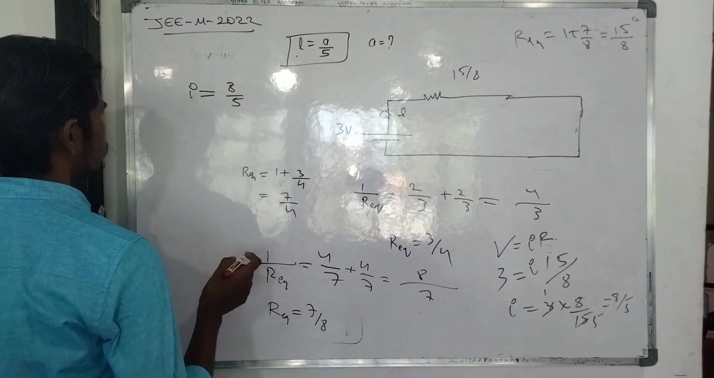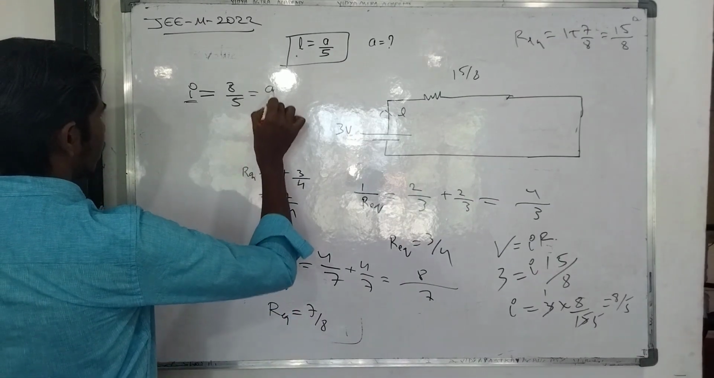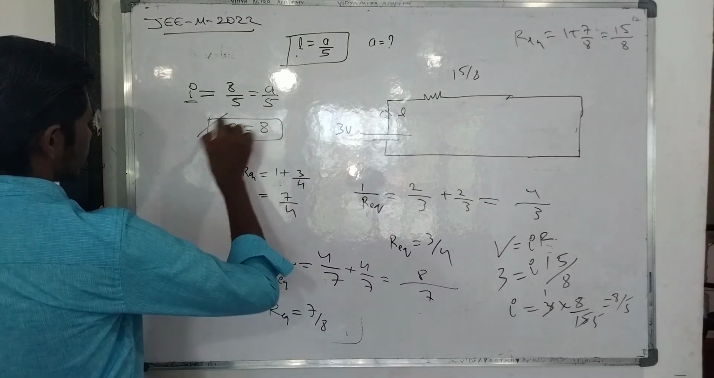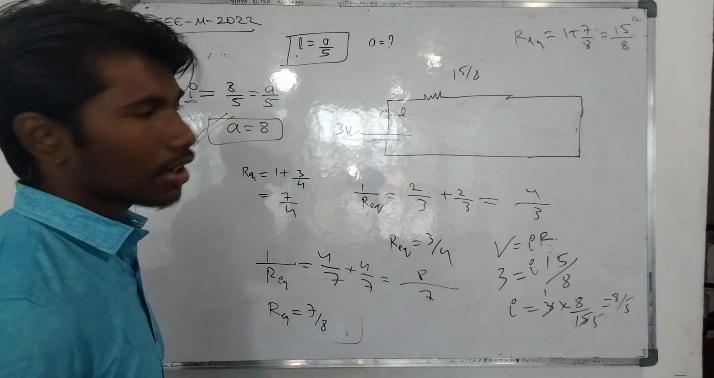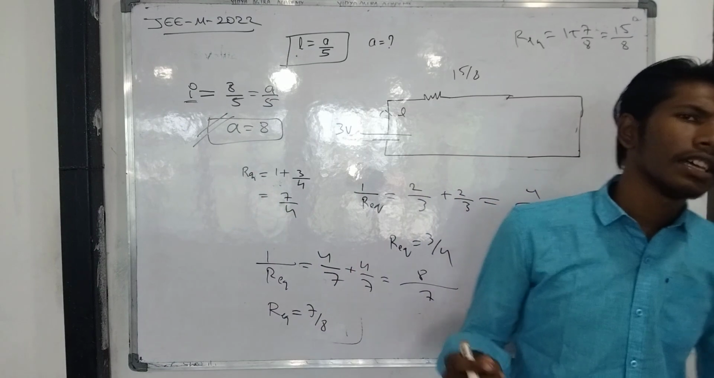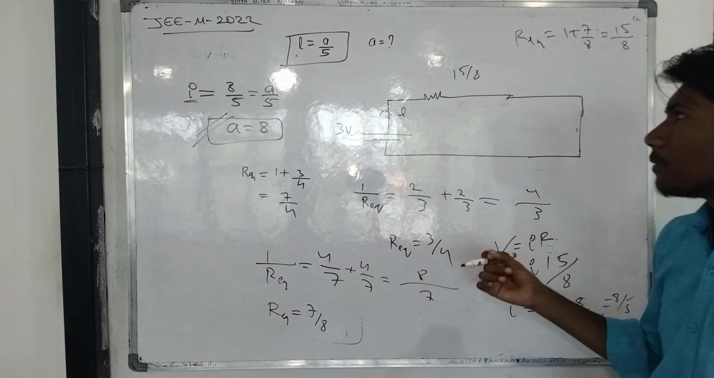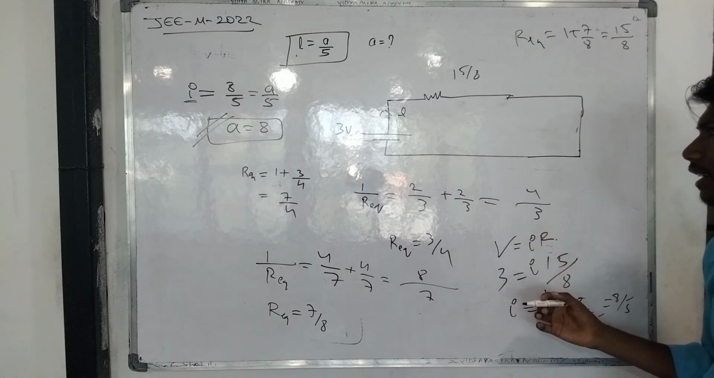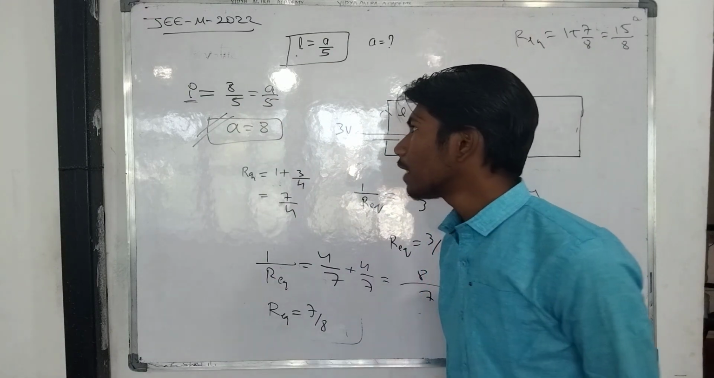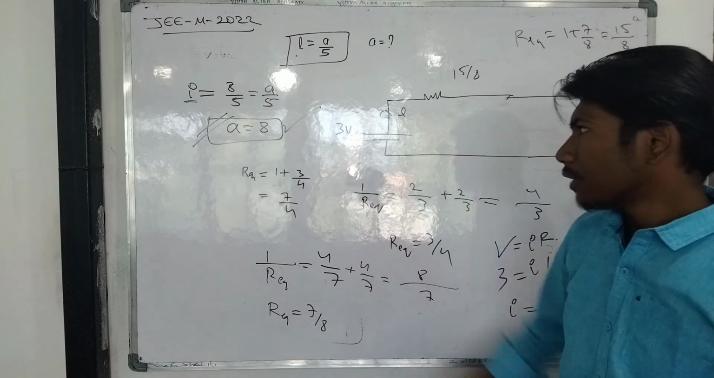You replace the numerical symbol. 8 by 5 equal to A by 5. A equal to 8. This was our answer. We had to find the value of A, because this question is in direct numerical type, where there are no options, we have to write the direct answer. Many people write the value as 8 by 5, whereas they have asked the value of A, so the value of A is 8.